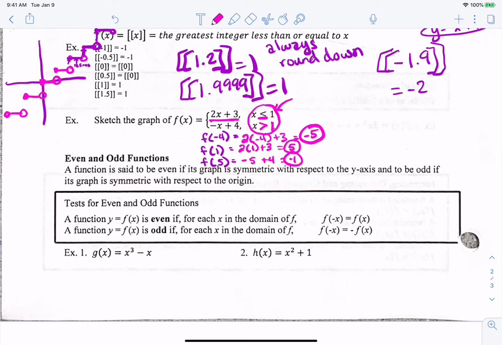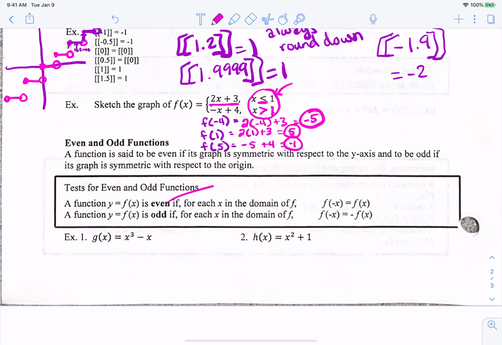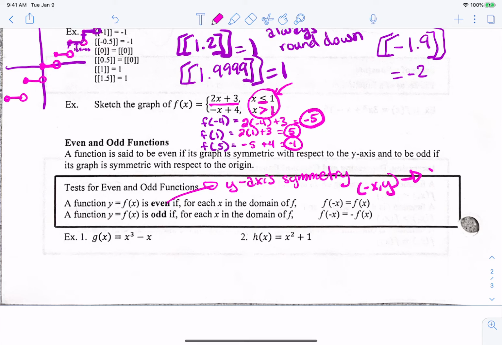All right, even and odd functions. It is an even function if it has y-axis symmetry, which means that you are allowed to plug in -x comma y and it looks the same as it did before. It has odd symmetry if it has origin symmetry, which means you are plugging in -x and -y and it should look the same as it did before.